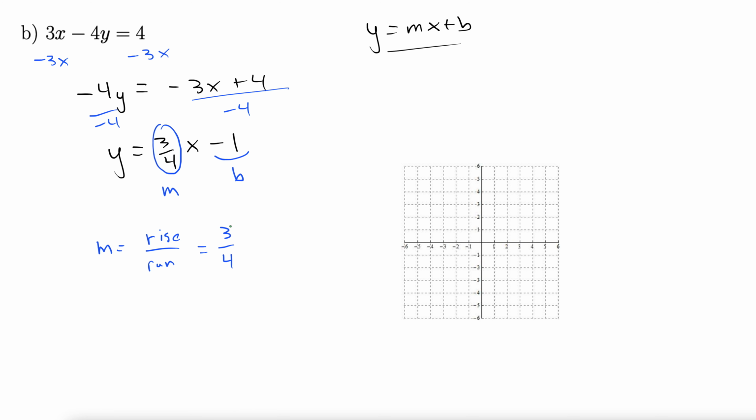So this is going to take us up 3, and 4 is positive, so it's going to be to the right. Right 4. All right, let's do it. We start with our y-intercept of negative 1, and we go up 3, 1, 2, 3. That gets us to positive 2 on the y-axis, and then we go right 4. 1, 2, 3, 4. There we go.